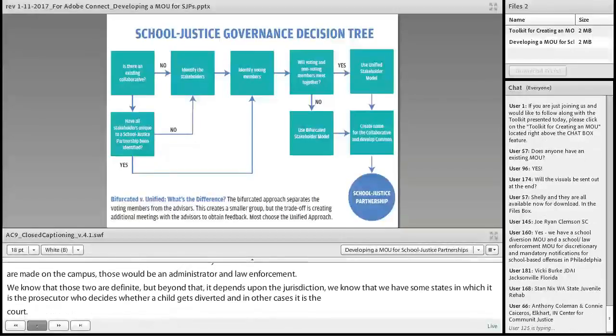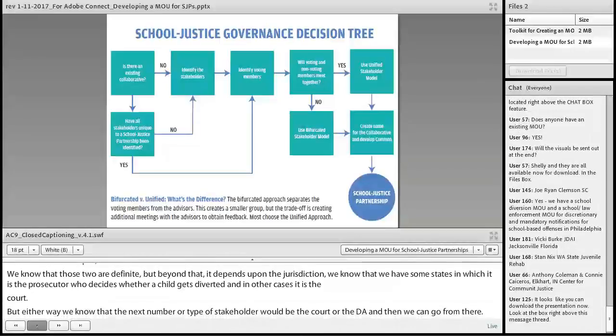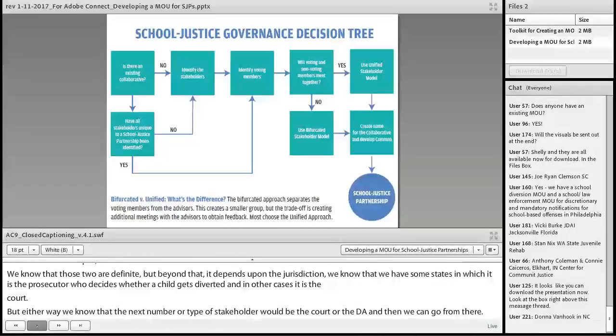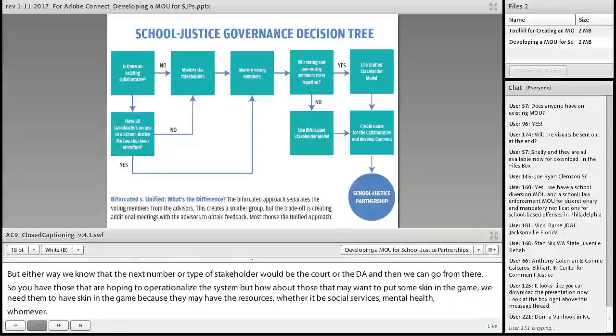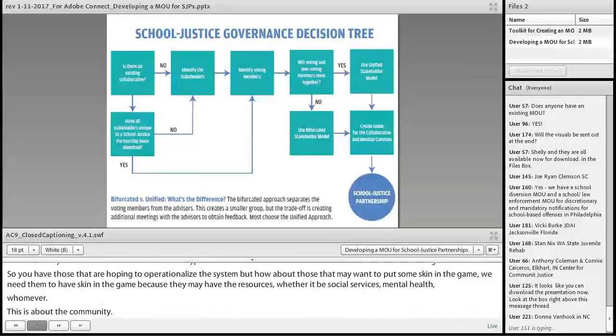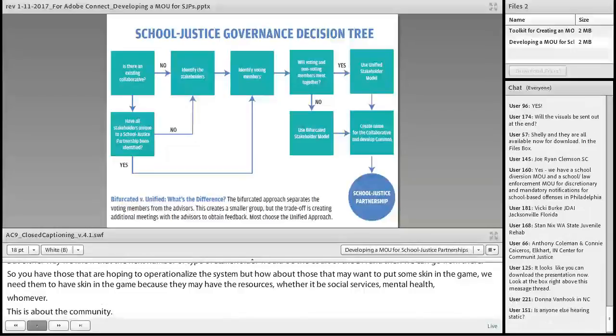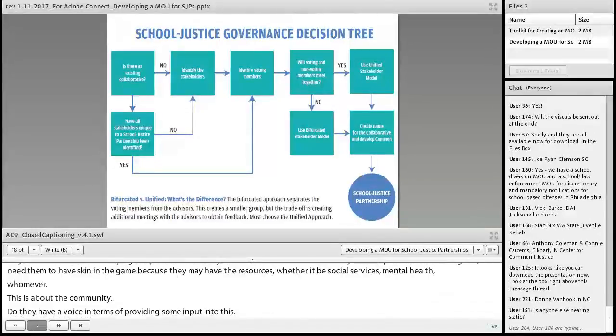So you have those that are helping to operationalize the system, but then how about those that may want to put some skin in the game? We need them to have skin in the game, because they may have the resources, whether it be social services, mental health, whomever. And the community, because this is about the community. Do they have a voice in terms of providing some input into this? Once we list all of that, we ask ourselves with the existing collaborative, are all these folks represented for the purpose of developing a school justice partnership? If the answer is no, you need to go and identify those.